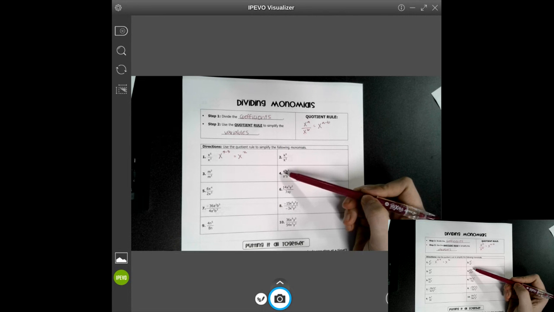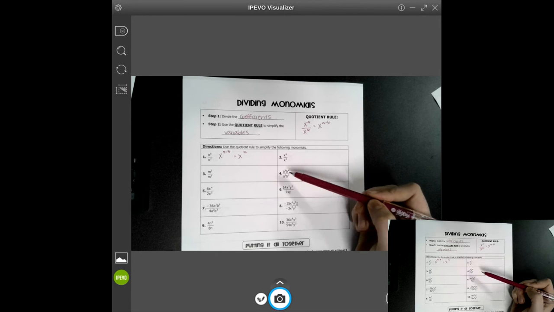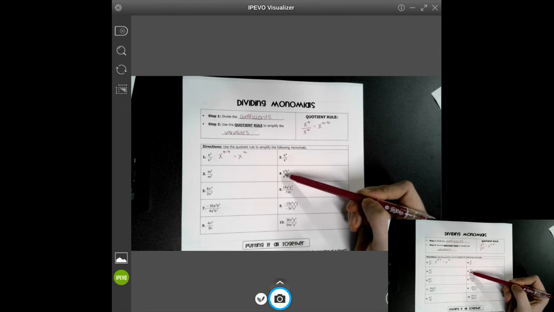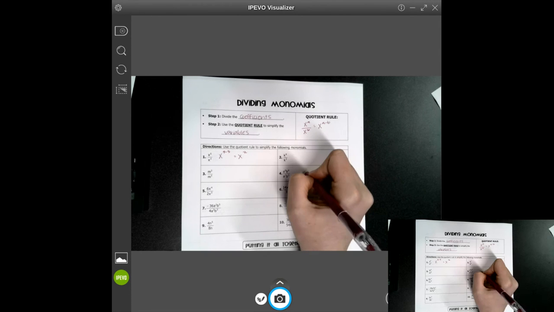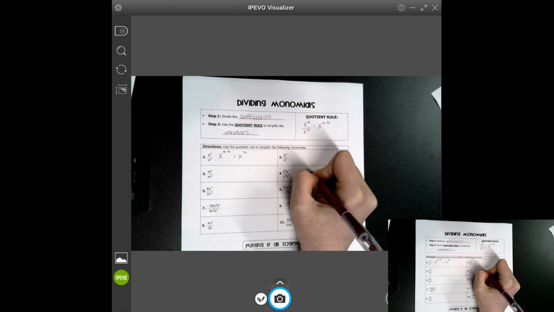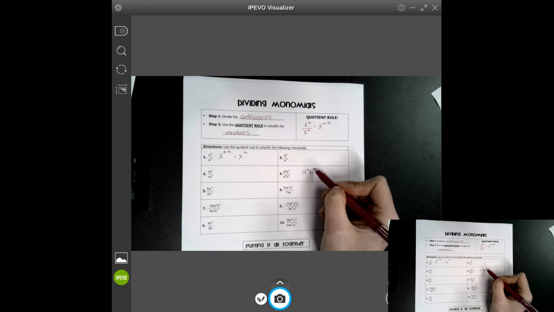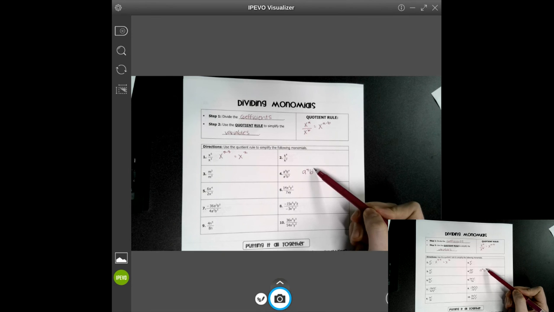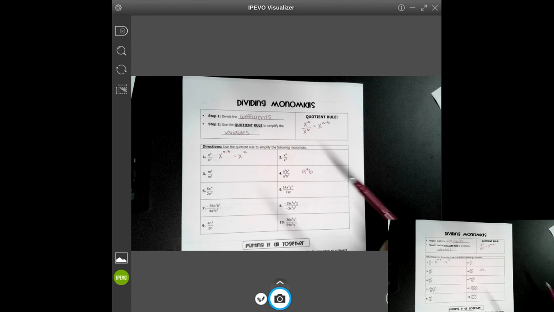It says a to the sixth, b to the fourth over a squared, b to the third. So I'm going to take, again, my same bases and subtract them. So that would become a to the fourth, b to the first power, or the exponent of 1 is implied. Okay, so try number 5.